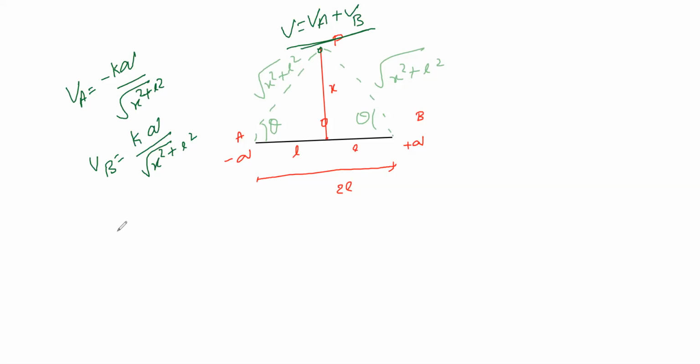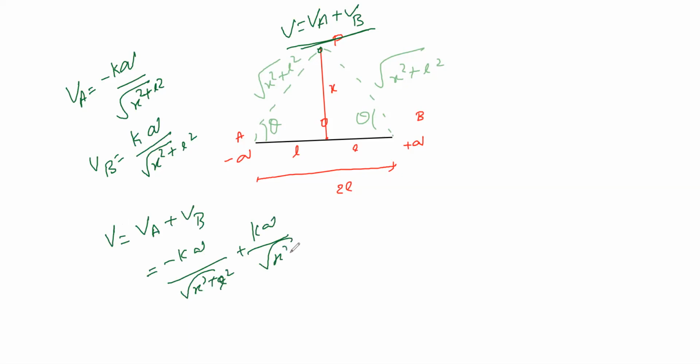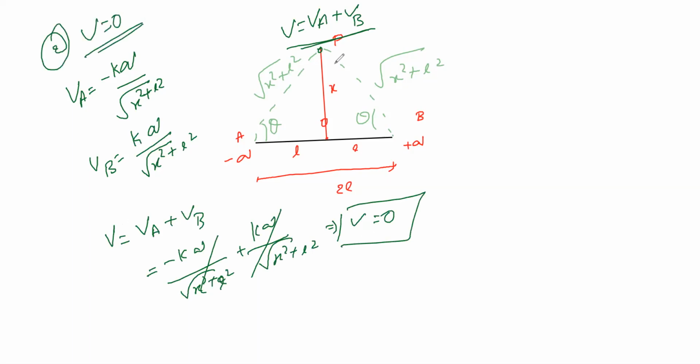Now we'll see the difference. I add the two. So V is equal to VA plus VB. On adding, it is minus KQ by square root of X square plus L square plus KQ by square root of X square plus L square. Since both are the same, the potential for the perpendicular is equal to 0. So for the equatorial, for the perpendicular point, when the distances are the same, the potential will be 0. So remember, since the potential for this perpendicular is 0, there is a third condition here.